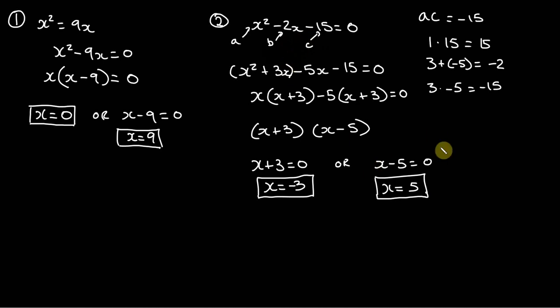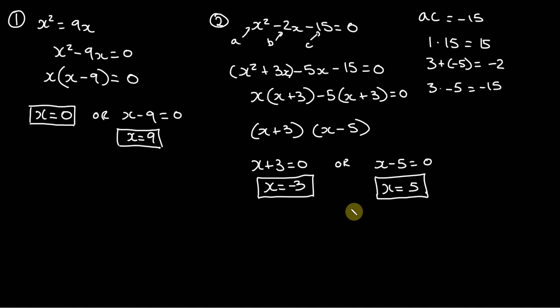And if you were to graph it, which I could do, but for the sake of saving time, I won't. But if you were to graph this, you would see that the roots, the two solutions, lie at x equals negative 3 and x equals 5. I'll do another example.